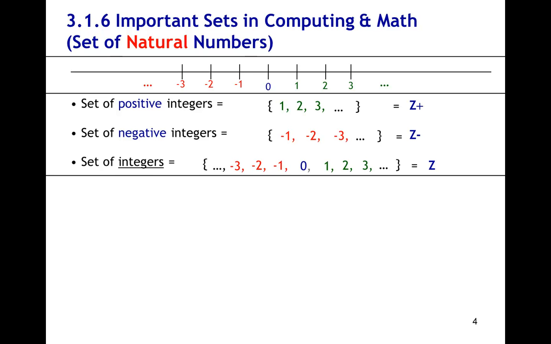There is also a special set of numbers called the natural numbers. It includes only the positive integers as well as the number 0. We give it a shorthand of capital N.